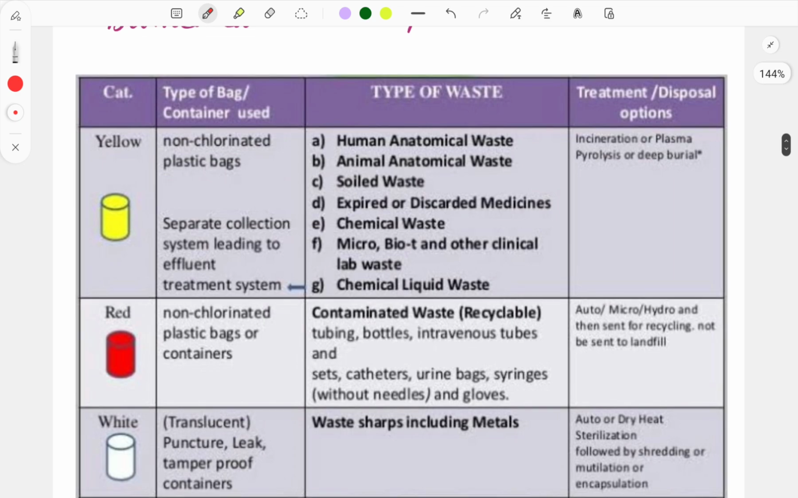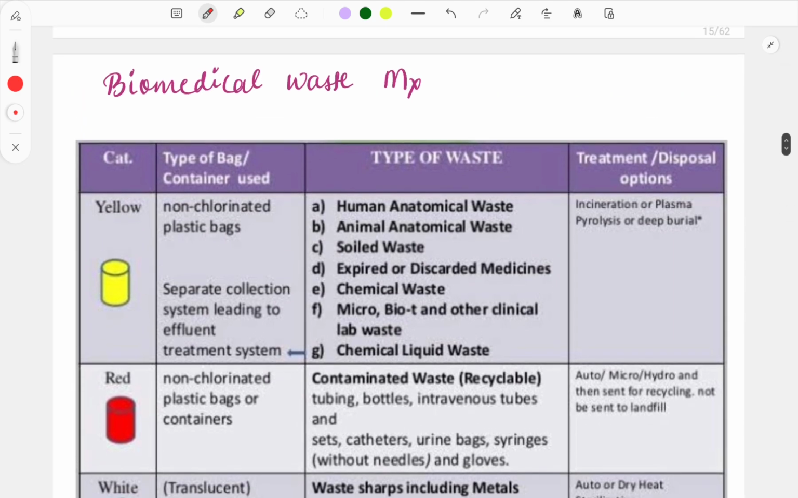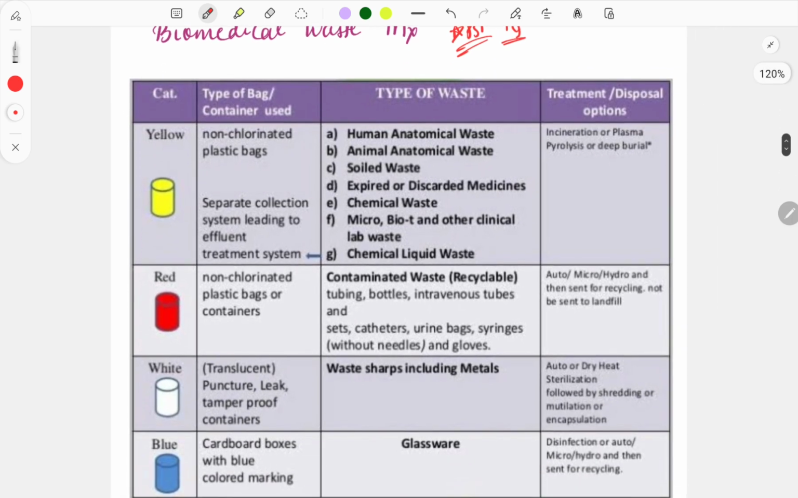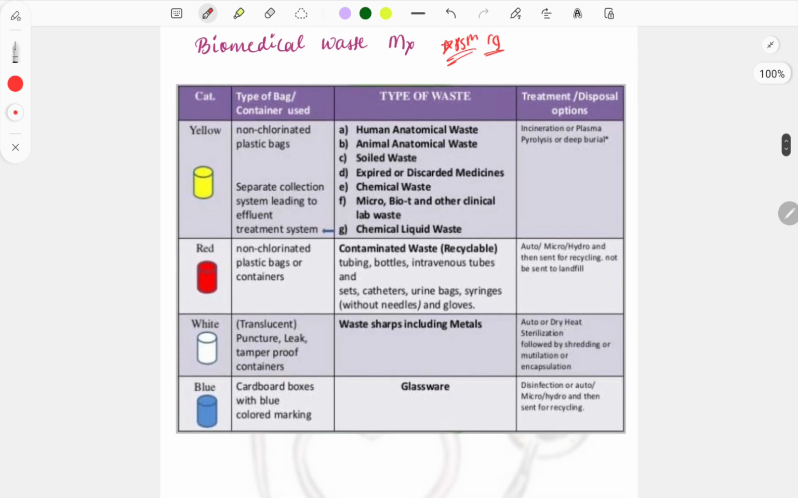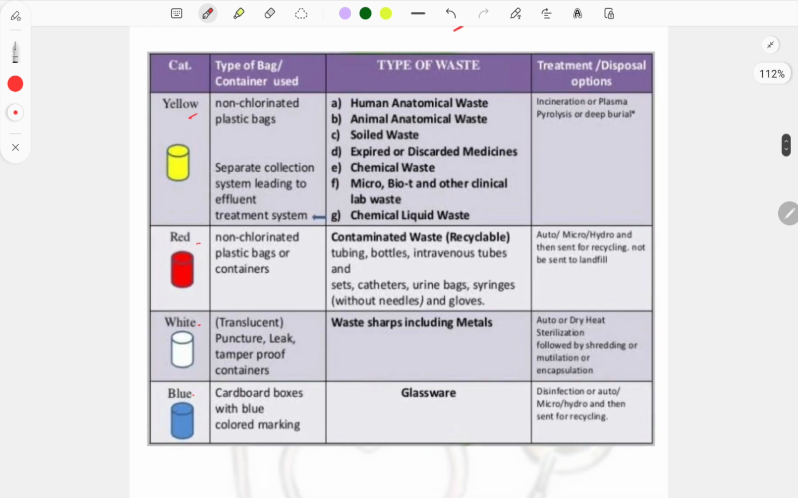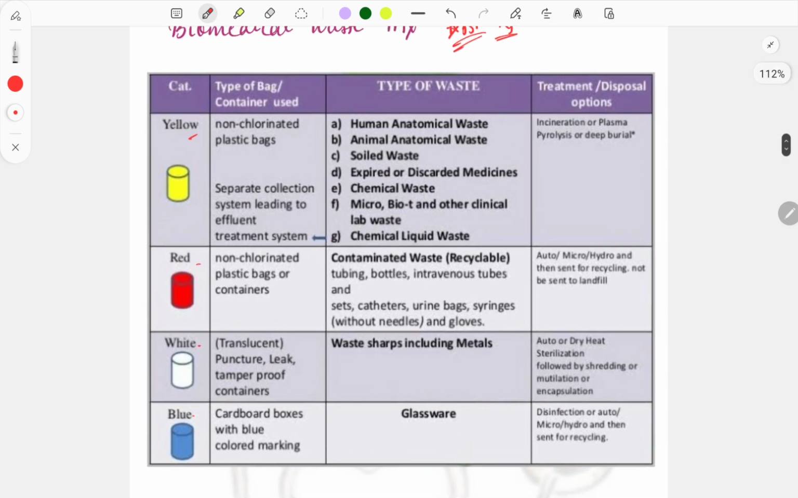Then the biomedical waste management. So this is also important from the PSM, and you can expect a question from this one in the upcoming July exam. So we discard the waste into various bags: yellow, red, white, and the blue category. So questions are asked like what things you are discarding into the yellow. So it will be the anatomical waste which we will be discarding in this. So human anatomical, then soiled waste, expired or discarded medicines, and the other.